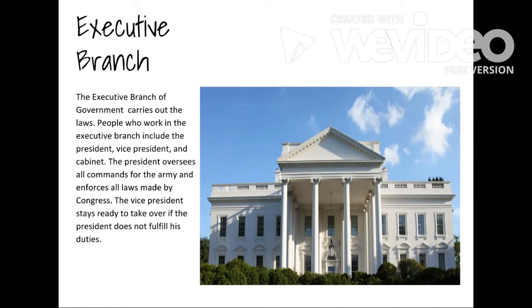The executive branch of government carries out the laws. People who work in the executive branch include the president, vice president, and cabinet. The president oversees all commands for the army and enforces all laws made by Congress. The vice president stays ready to take over if the president does not fulfill his duties.